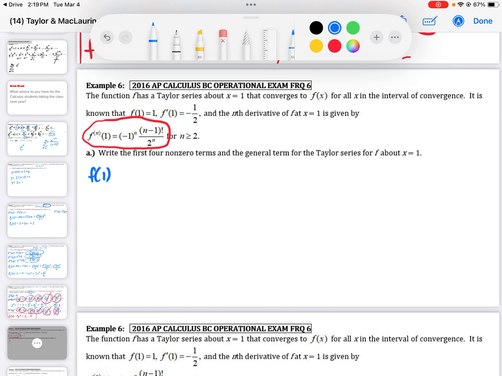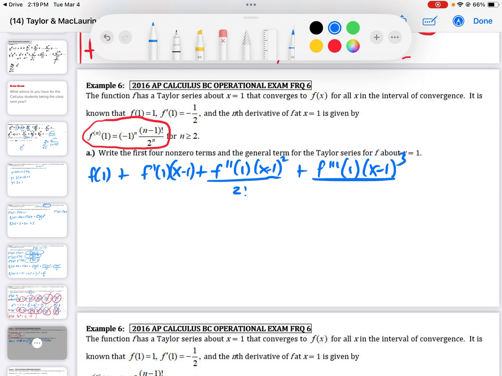The first term is f of 1, because it's centered around 1, plus f prime of 1 times x, plus f double prime of 1 times x squared over 2 factorial. Oh, I'm wrong. This is centered around x equals 1, right? So I'd write x minus 1 and x minus 1 squared, plus the third derivative of 1 times x minus 1 cubed over 3 factorial plus dot, dot, dot.